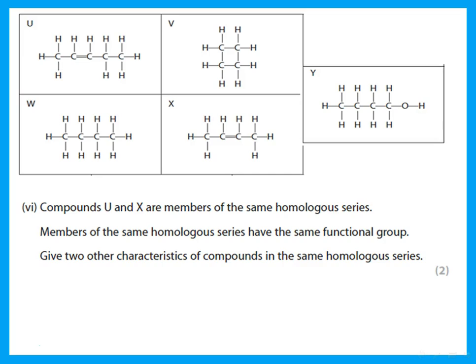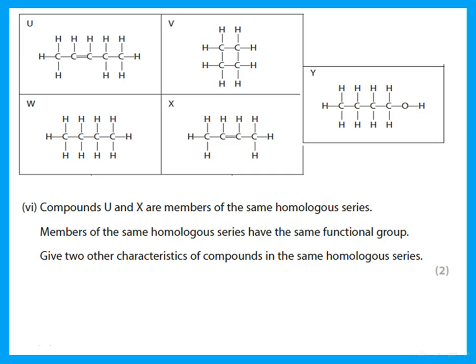Okay, the other question says compounds U and X, can you see which one is U and X? These are the ones that have a double bond, are members of the same homologous series. Members of the same homologous series have the same functional group. Give 2 other characteristics of compounds in the same homologous series. We said organic compounds are divided into groups. We don't call them groups, we call them homologous series.